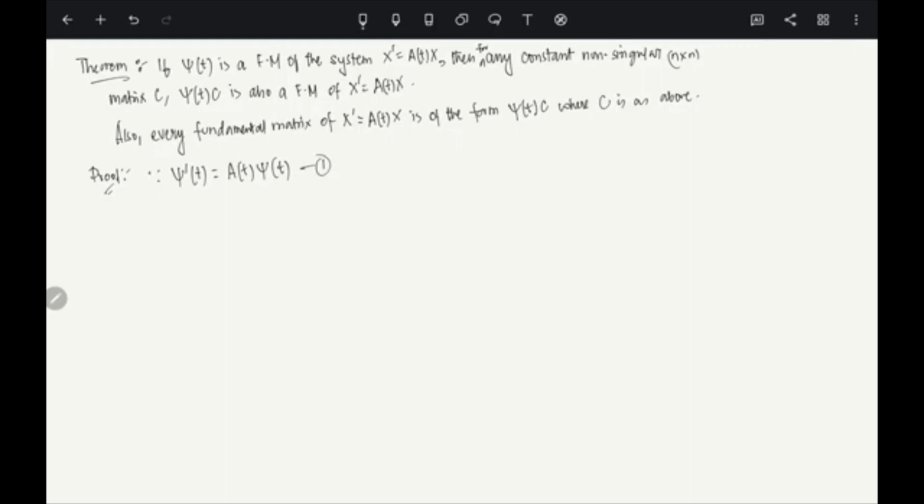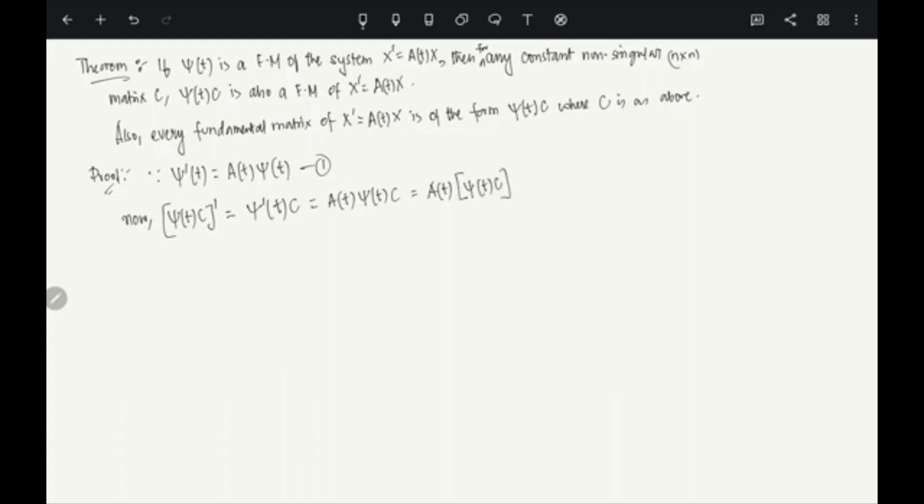Okay, now you see, I have to show phi t times C is also a fundamental matrix. So let's look at the derivative of phi t times C. C is a constant matrix, right? So the derivative of that is basically nothing. So it is essentially phi prime of t acting at C, right? Again, phi prime of t, we know it is A times phi t, phi t acting at C. Yes. So by matrix associativity, you can write it as A times phi t times C.